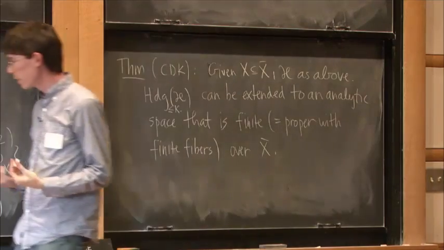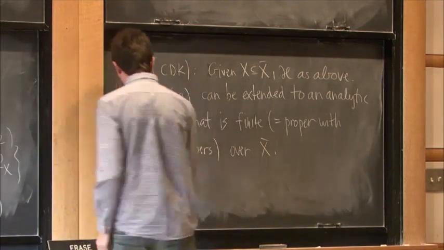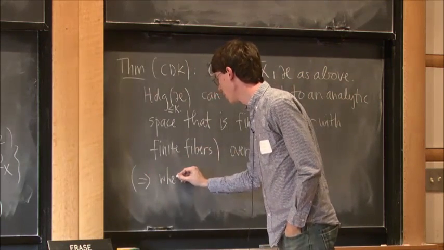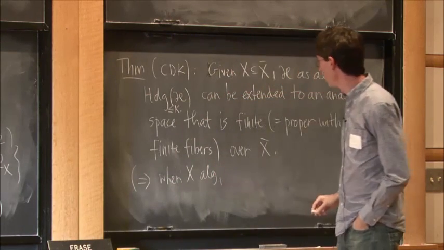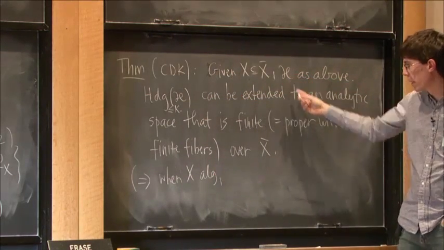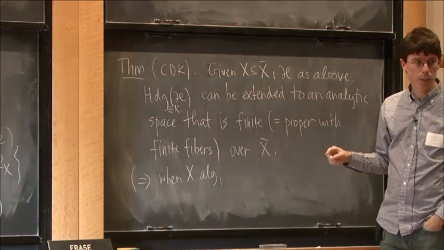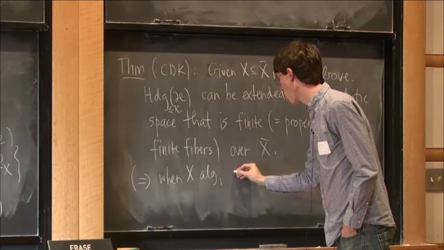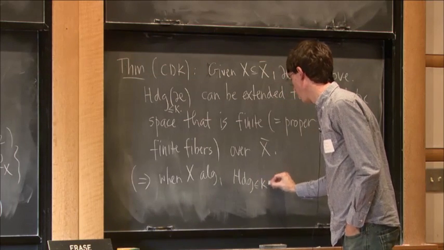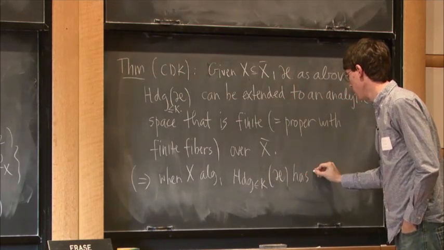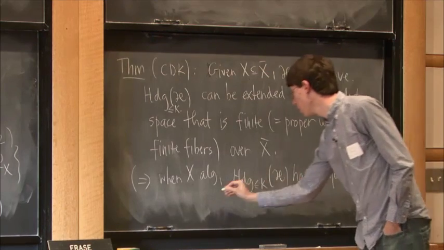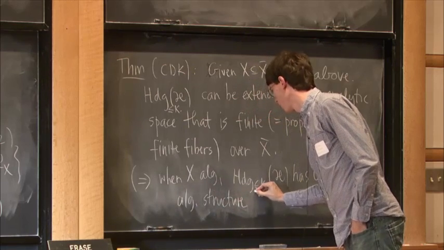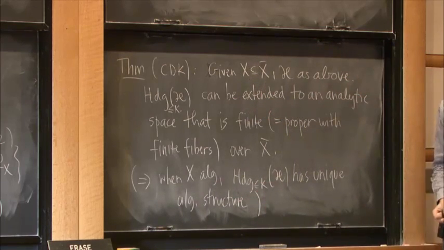Okay. And so in particular, as a consequence, in the algebraic setting, so when X is algebraic, but H is still an abstract variation of Hodge structure, then because something finite over something algebraic is again algebraic, you actually have a unique algebraic structure. Right? Because by GAGA or something.